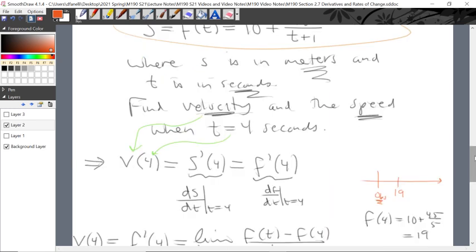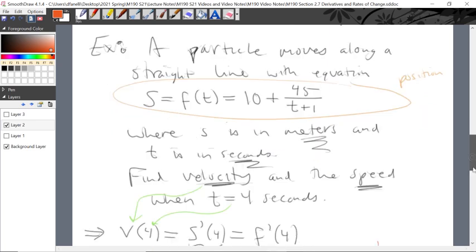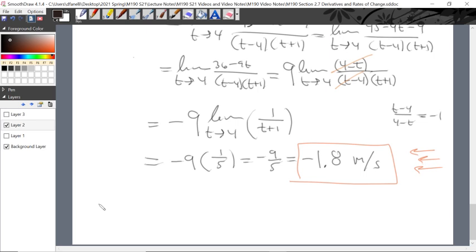Recall that the initial position, if we plug 0 in, would put us at 55. So the object started at 55 meters, and that was when time was equal to 0. So that's when we started our observation or experiment or whatever. It started at this point here. After 4 seconds, it was here, right? So it's moving to the left, and because it's moving to the left, we can interpret that the velocity over that interval and the velocity at this instant would be negative because it is moving to the left.